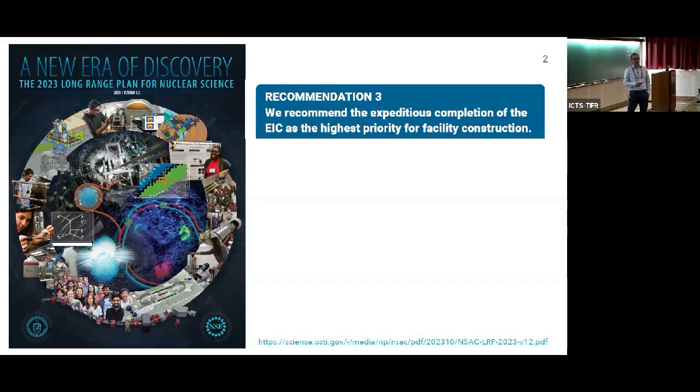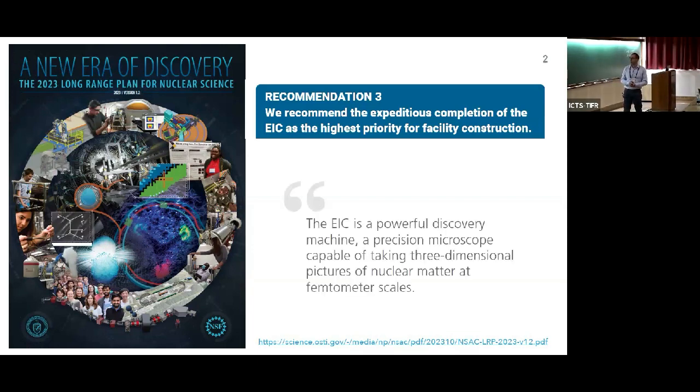And in all these documents, it has been emphasized over and over again that EIC is going to be built, and it's one of the top priorities inside the long range plan. What is the connection between EIC and what I'm going to talk about? Well, one of the main goals of EIC, clearly stated in all the documents, is that it will be a powerful discovery machine and a precision microscope capable of taking three-dimensional pictures of the nuclei and nucleons, right? So my focus will be on this three-dimensional imaging of nucleon structure. I will focus on quark TMDs, because then Christian will speak about gluon TMDs.